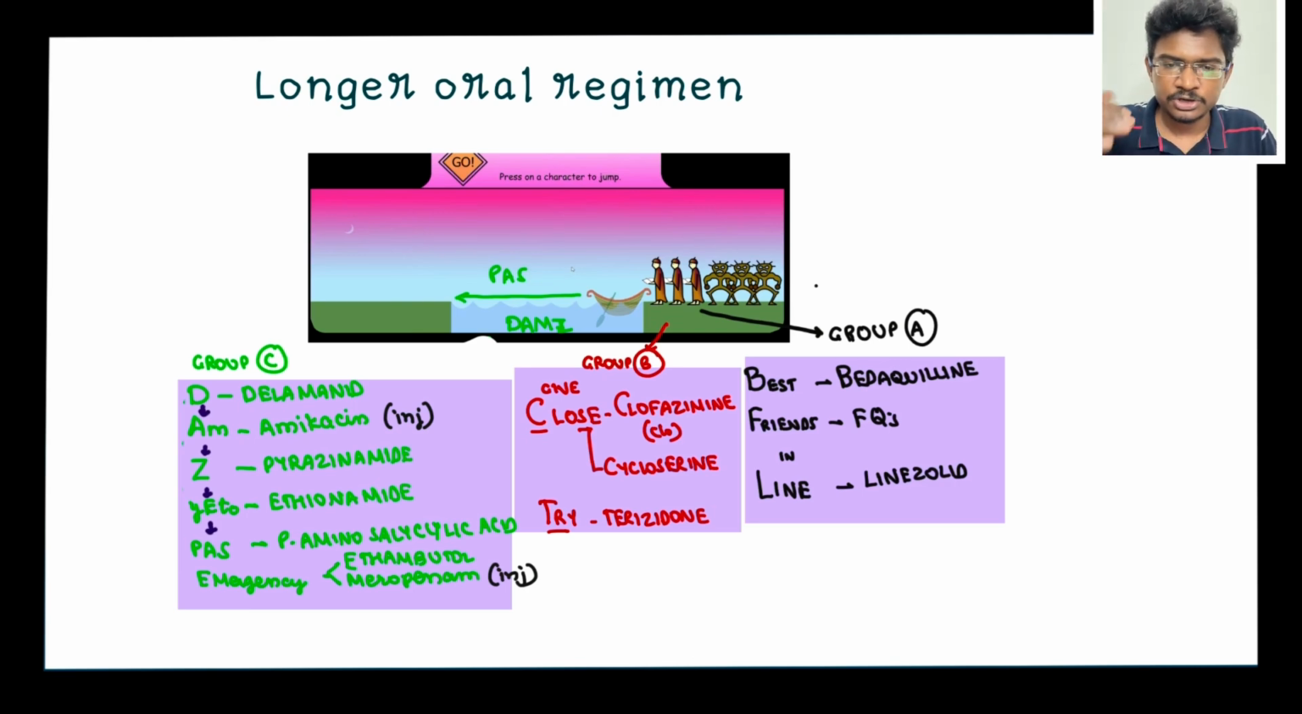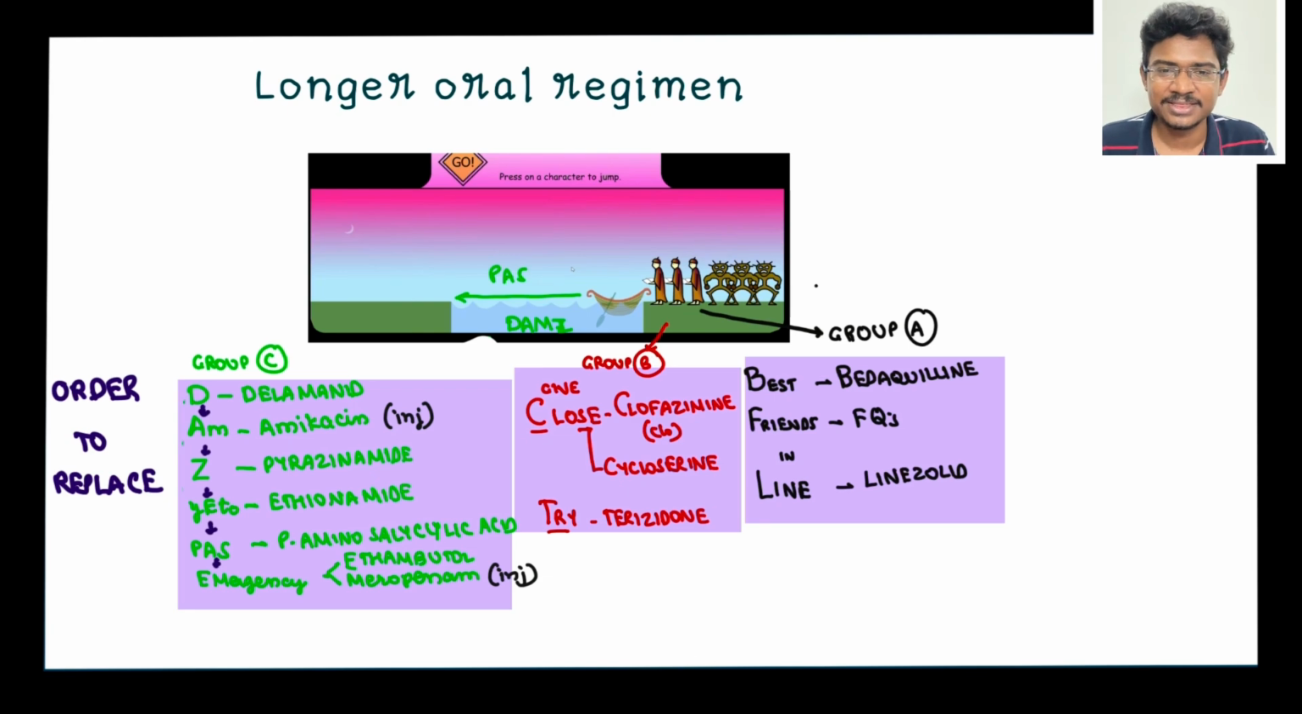Next, group B, try giving 2 of the 3, like clofazimine, cycloserine. This is the perfect combination for this. And if you find in group A 1-2 drugs are resistant, or in group B 1-2 drugs are resistant, then what can you do? You can cover it up by adding some drugs from group C. How to add the drugs? What order should be followed? This is the order: delamanid, amikacin, DAMS, yet to pass emergency. D, delamanid, amikacin, pyrazinamide, ethionamide, para-aminosalicylic acid, and E, ethambutol, meropenem. This is the order of adding these drugs.